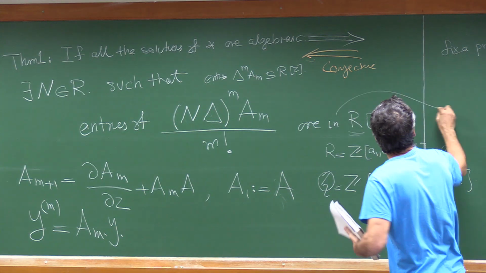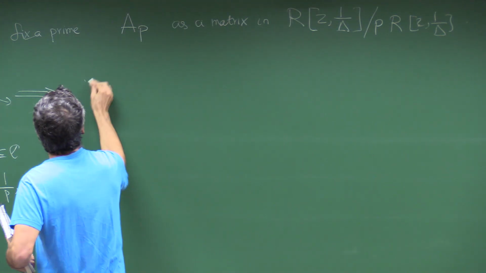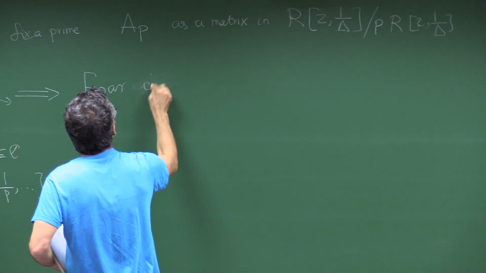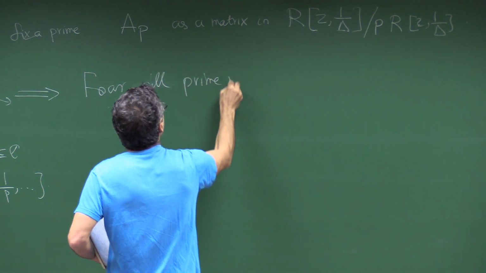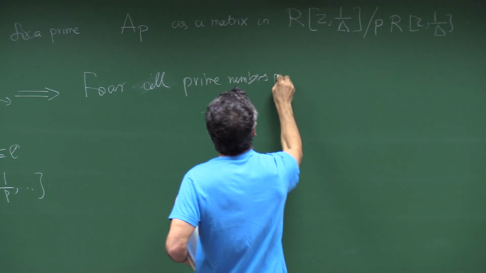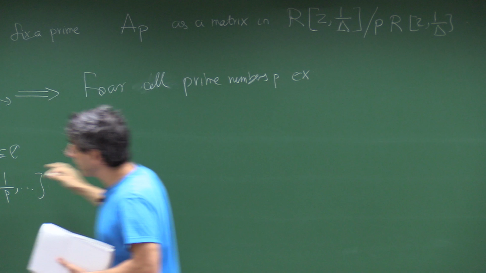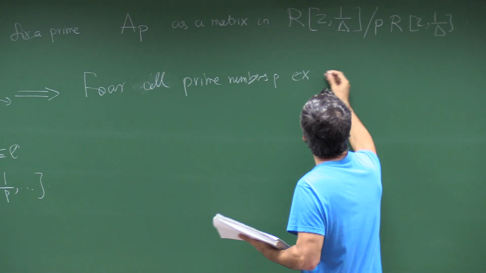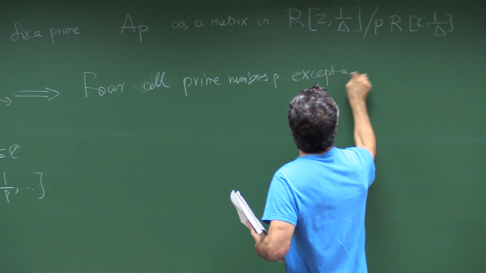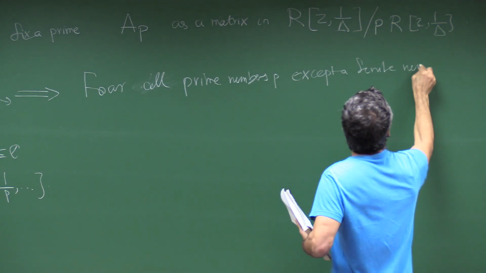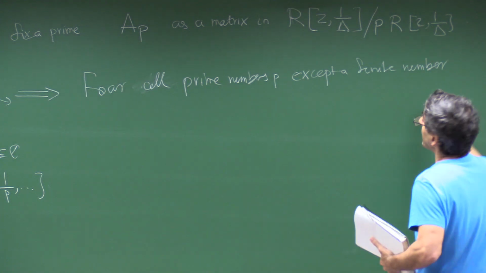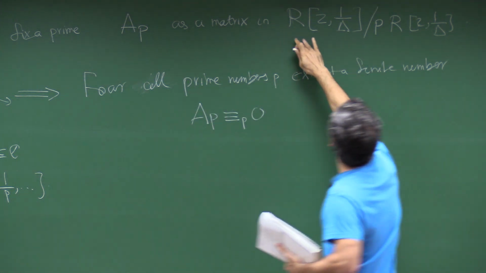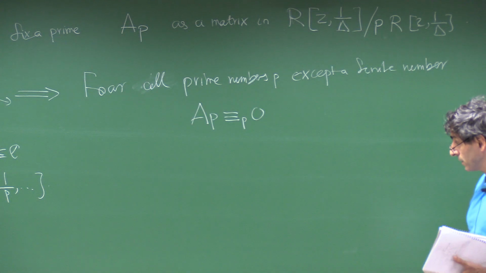This thing implies, for almost all prime numbers except a finite number, that the finite number has to do with the finite number of primes which are invertible in my ring and so on. Then A_p modulo p is 0. This means that A_p is divisible by p.